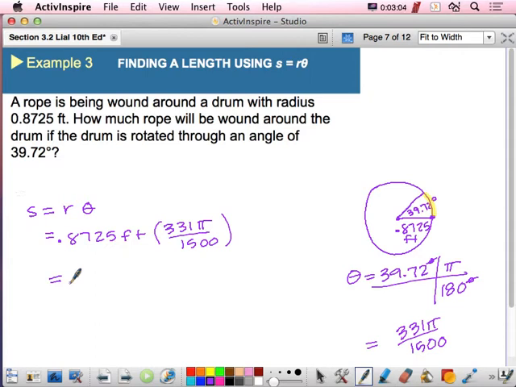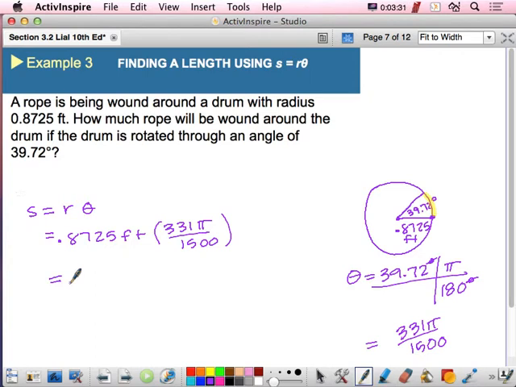I have no idea. Okay, let's try that again. So 331 times 0.8725 divided by 1500. Math error. My calculator didn't like it. It did not even want to turn it to a decimal. How about yours? Mine did not. It was like, I'm not doing it. So let's go ahead and put the pi in and see. It just exceeded the capacity.